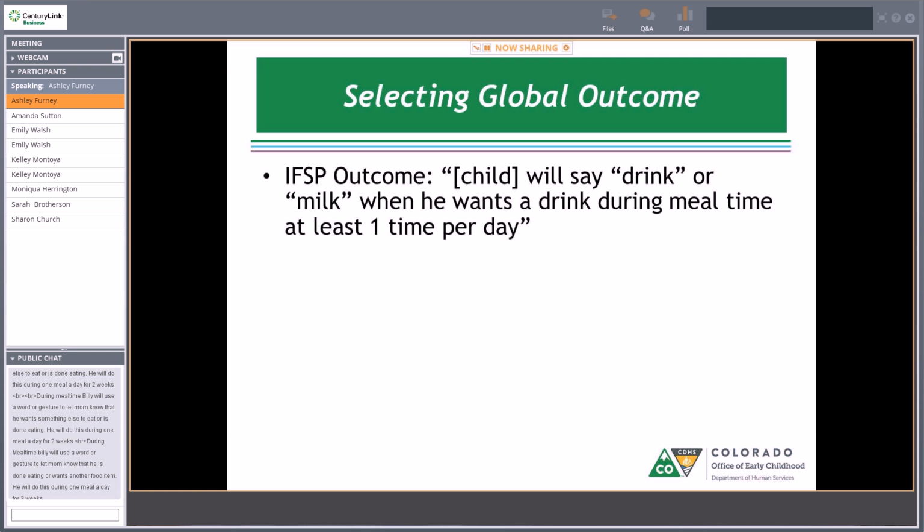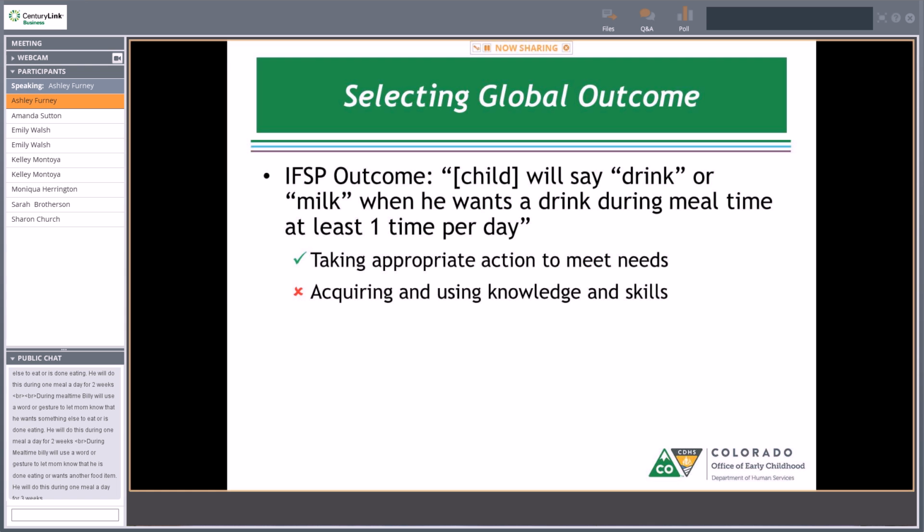So in this example, mom would like her child to let her know when he wants a drink. That's the function of that IFSP outcome. So the global outcome that most closely aligns is taking appropriate action to meet needs. And the one that we're seeing tagged on a lot is acquiring and using knowledge and skills. While that might be important for him to learn how to say drink or milk, that isn't the intent of this outcome.